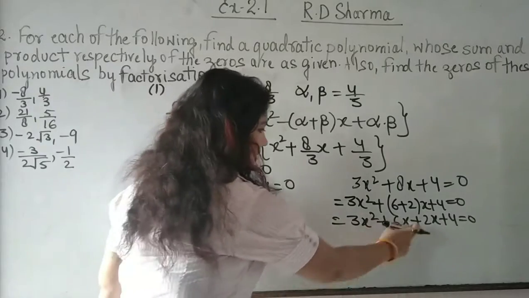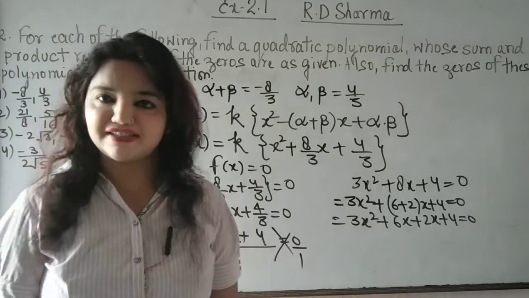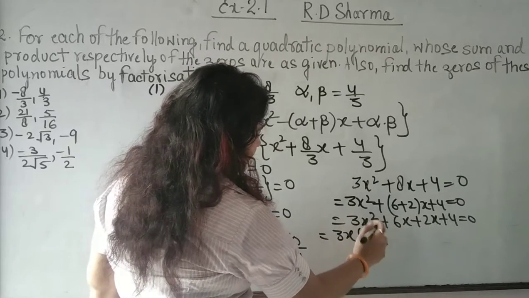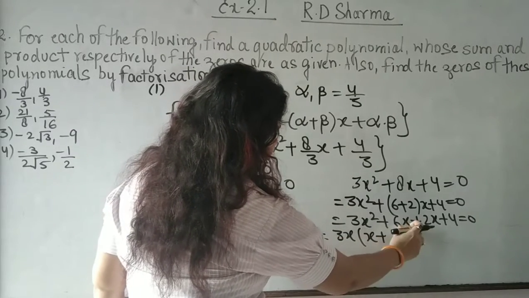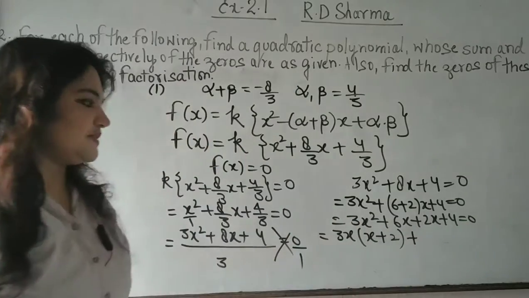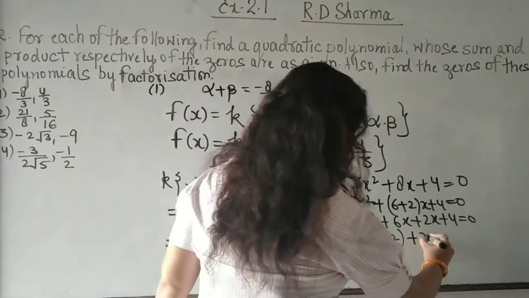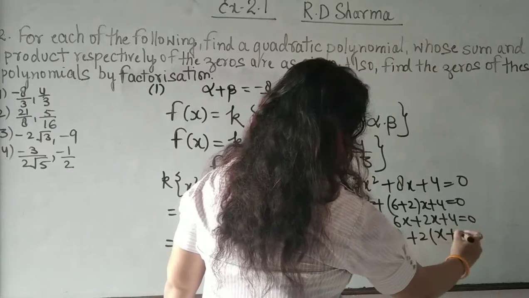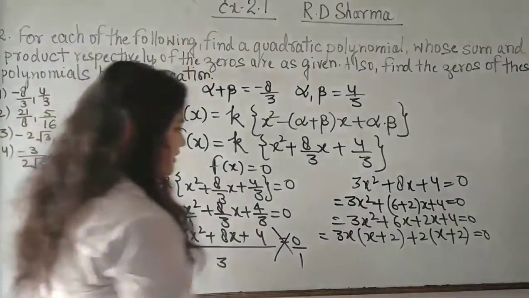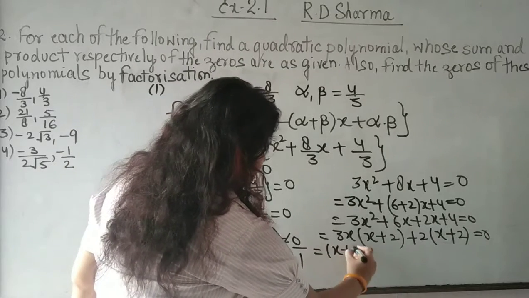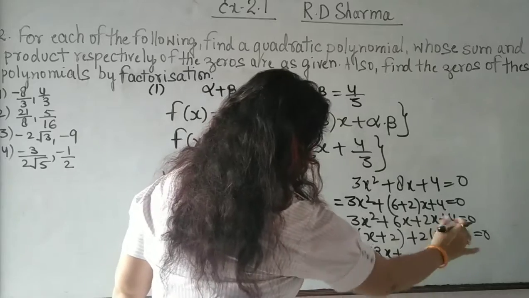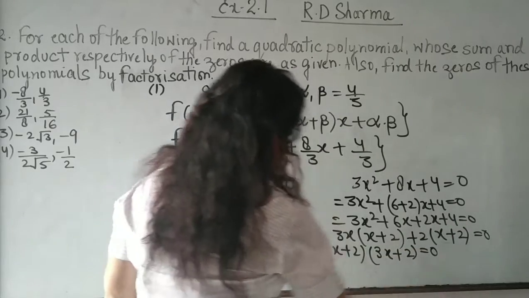Okay. What is common in these two terms? 3x is common. So 3x, here what is left? Only x is left. Here what is left? 2 is left. Plus. And now what is common in these two terms? 2 is common. So 2x plus here 2 is equal to 0. Now what is common in whole? x plus 2 is common. So x plus 2, and here what is left? Only 3x is left, plus here what is left? Only 2 is left, is equal to 0.